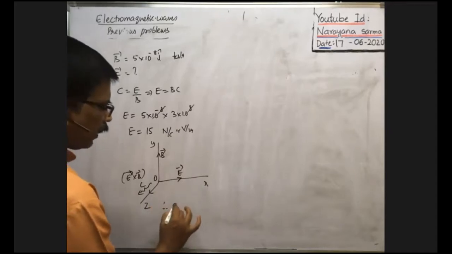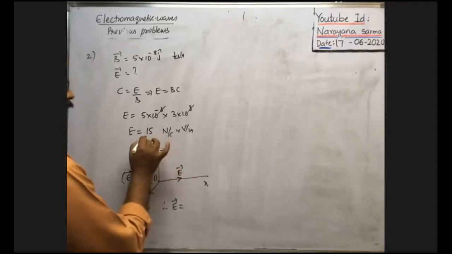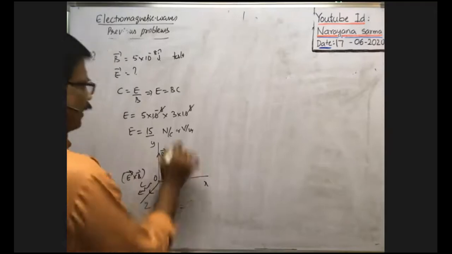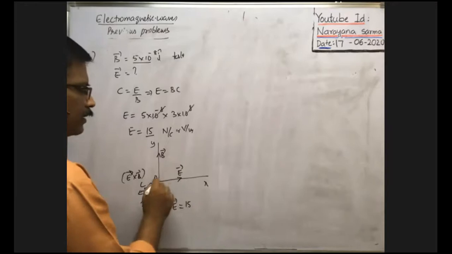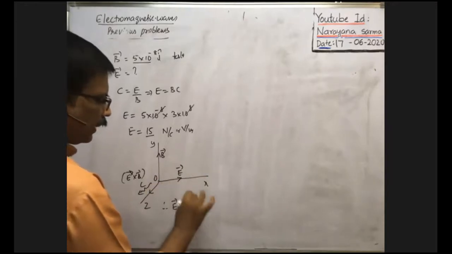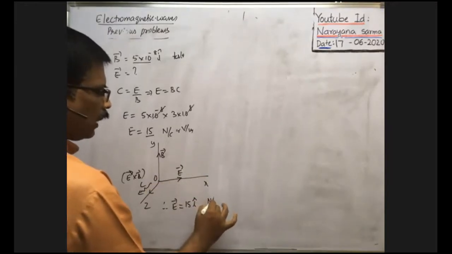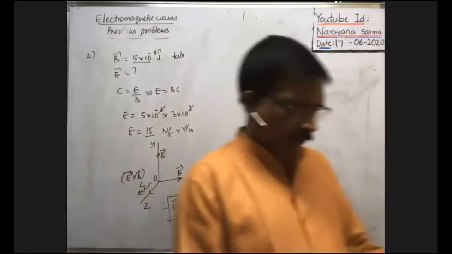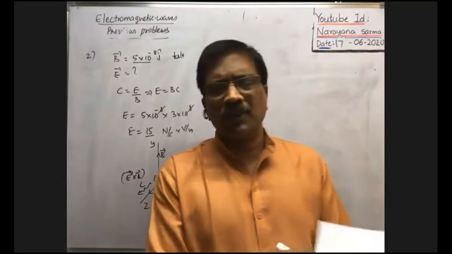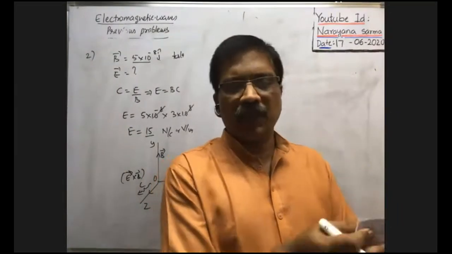Therefore, E bar is equal to, already we got the magnitude of the intensity of electric field is 15 at the instant the magnetic induction is this one. That's why 15 into, as it lies along the positive x-axis, we write i cap, Newton per coulomb or volt per meter. So this is the intensity of electric field. Except one or two problems, almost every problem is easy only.